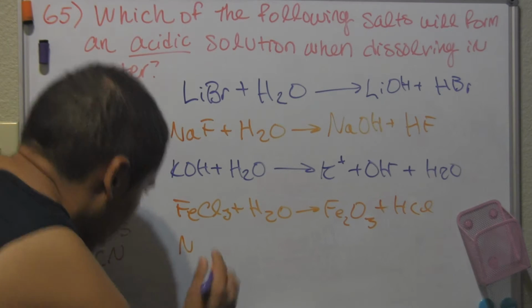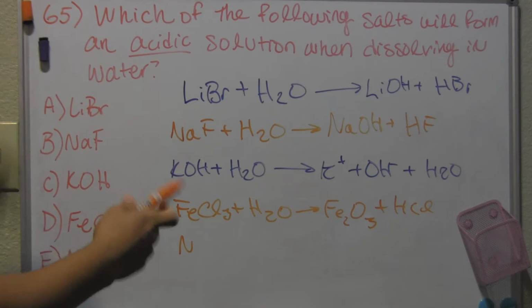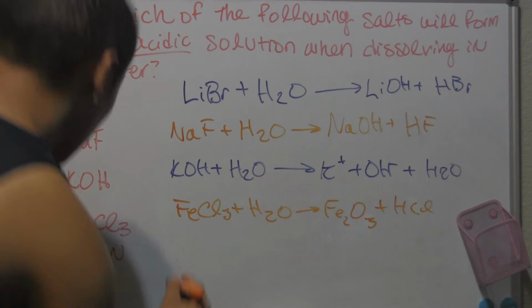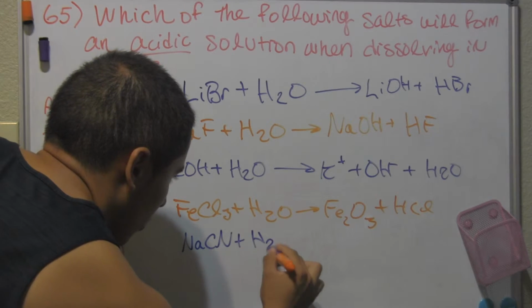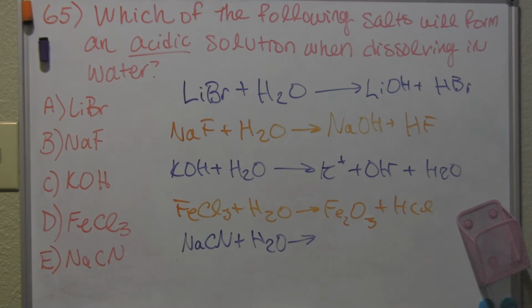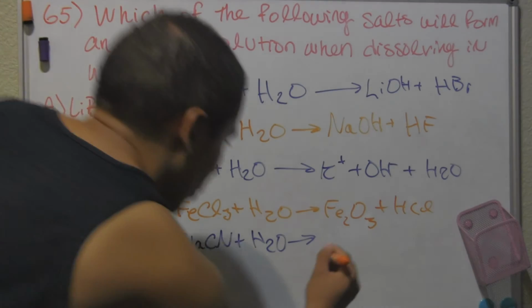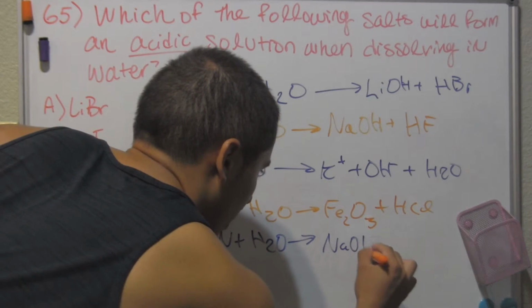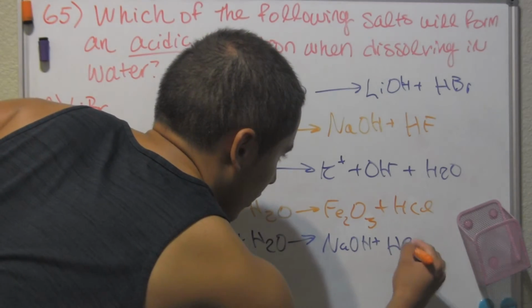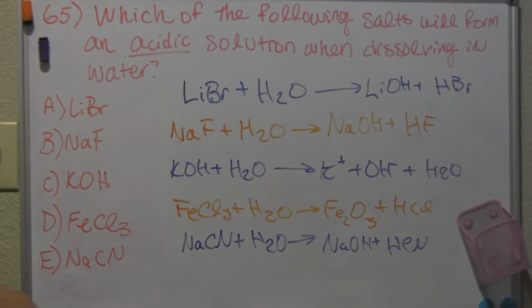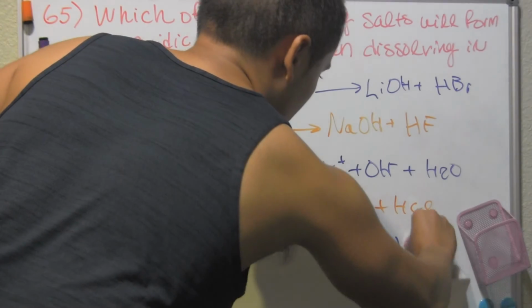Okay, so the next reaction, let me switch colors to avoid confusion. So sodium cyanide is going to be mixing with water. Okay. Now this is going to react to form sodium hydroxide and hydrocyanic acid, HCN. That kind of looks like an E, but it's a C.